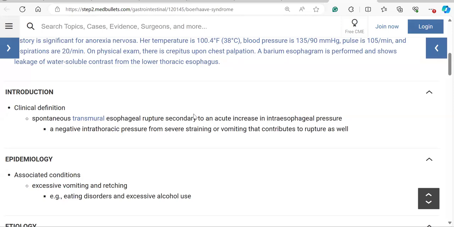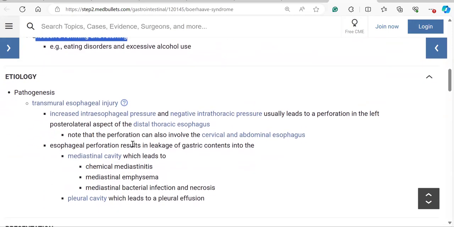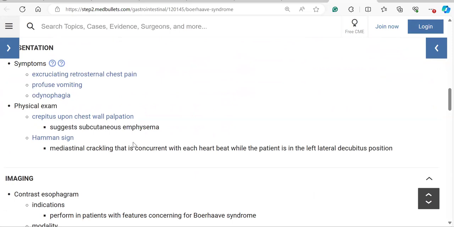intraesophageal pressure. What causes increase of intraesophageal pressure? If someone is having vigorous vomiting or vigorous dry retching. So patient will have this kind of excessive vomiting and retching. Following that, patient will have a severe retrosternal chest pain, profuse vomiting, and painful swallowing. So this one is painful.